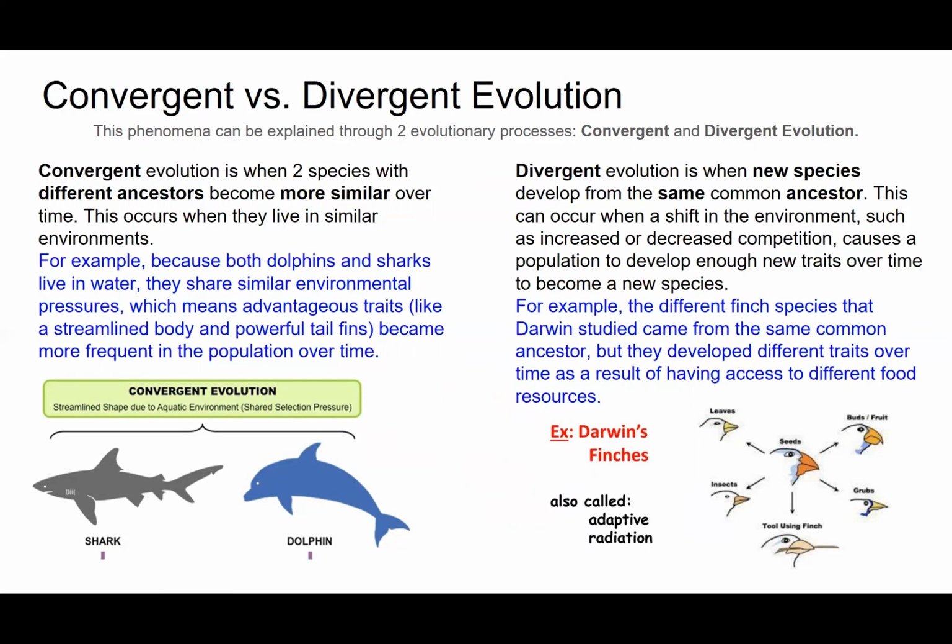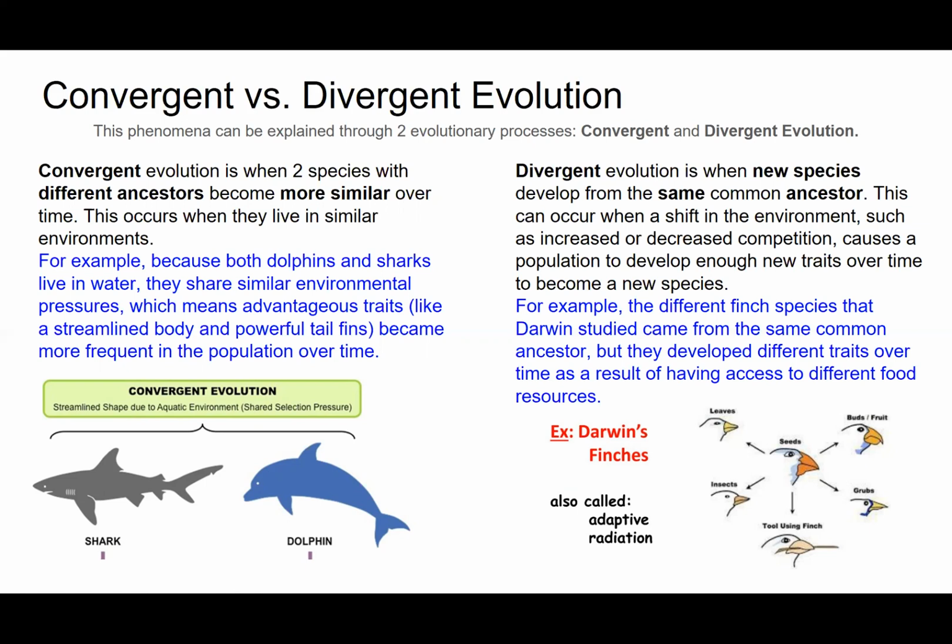This occurs, why? Well, it occurs when they live in similar environments, okay? So for example, like we were talking about the dolphin and the shark, they both live in water. So they're going to share a similar environmental pressure, okay? They both are trying to swim to get their food, right? Which means that if along the line, their parents and their parents' parents passed along traits that were beneficial for them to be able to survive in this environment, okay?